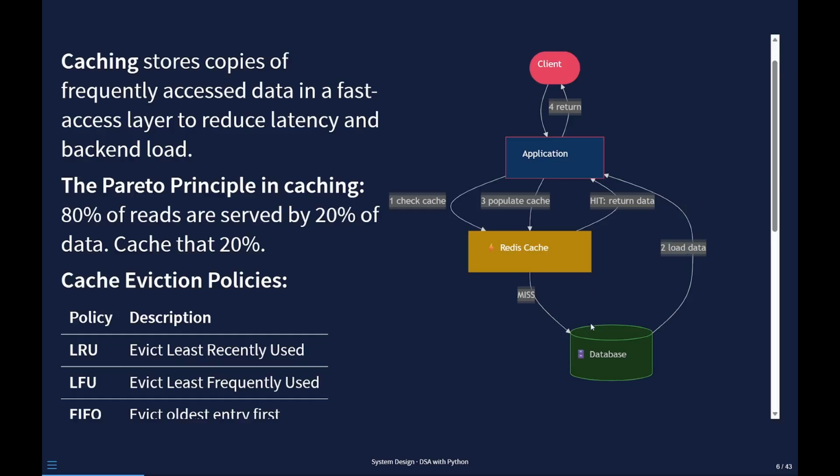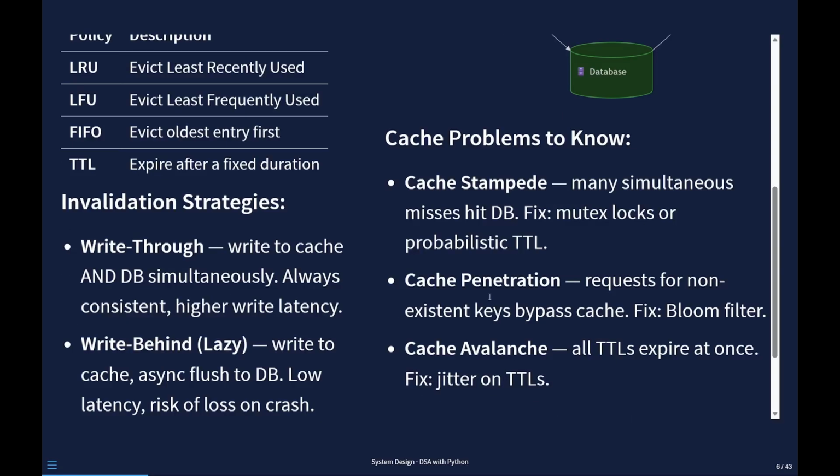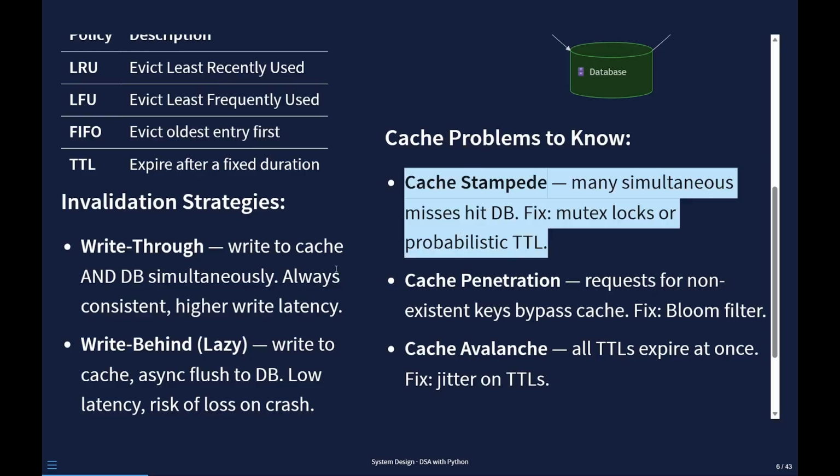3 cache failure modes every engineer should know. Cache stampede. Many requests arrive simultaneously for data that just expired or was evicted. They all miss the cache and hammer the database at once. The fix is mutex locks, or probabilistic early expiration.